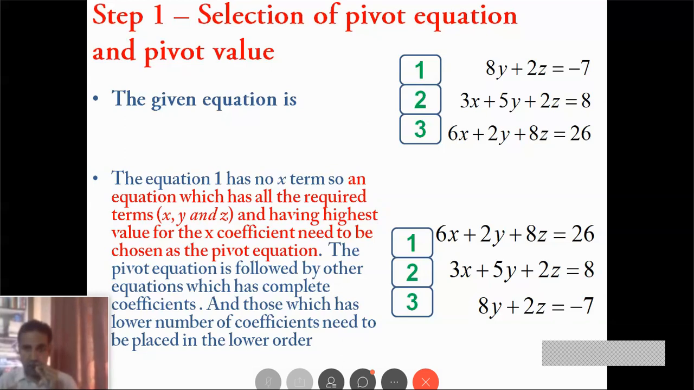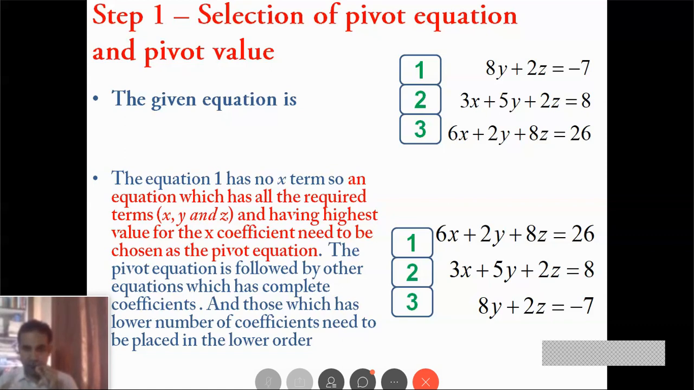Out of these, in equation 3 the x coefficient is the highest, so you can place equation 3, 6x plus 2y plus 8z equals 26, as the first equation. So you are rearranging the equations. Next comes 3x plus 5y, and as the last, third equation, we have placed equation number 1, which was stated in step 1 earlier, 4y squared plus 2z.